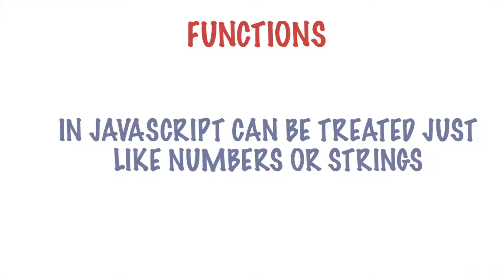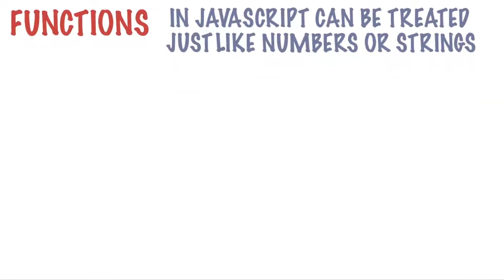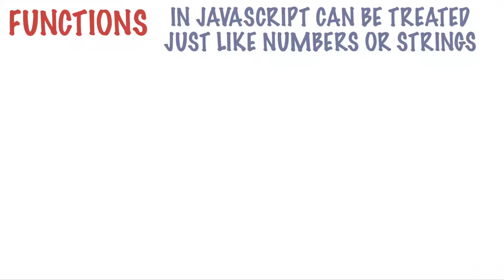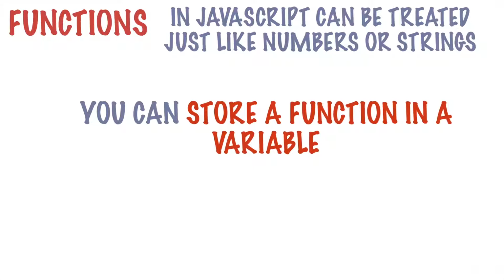Functions can be treated just like we treat numbers or strings in a variety of different ways. This is not true in all programming languages. If you come from C++ or Java, you'll notice that this fact is not true in those languages. What does it mean when we say that functions in JavaScript can be treated just like numbers or strings? There are 3 points here.